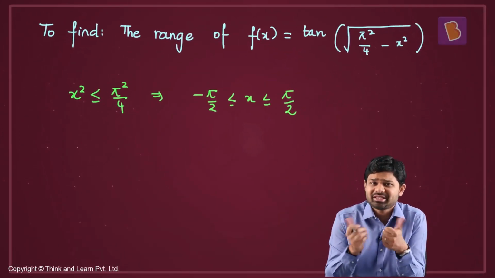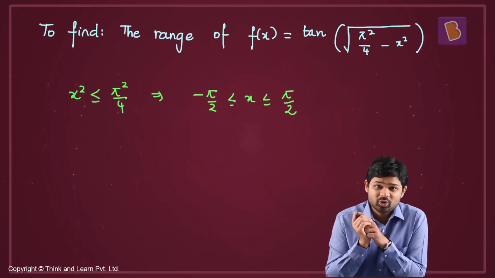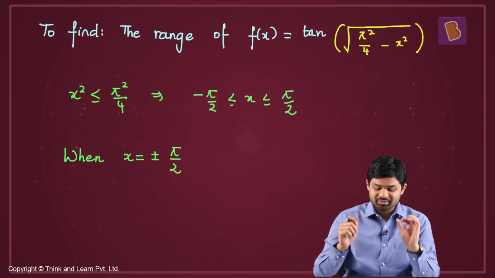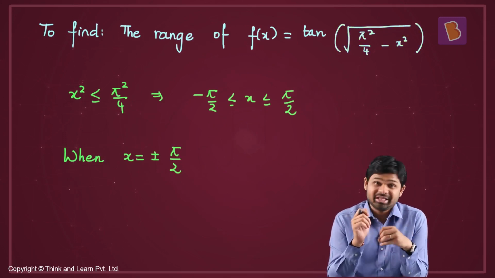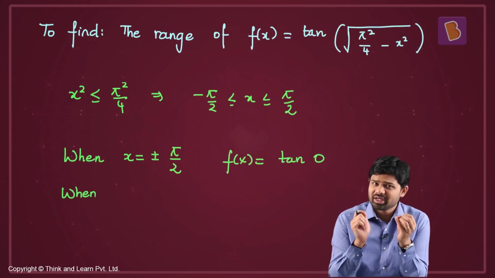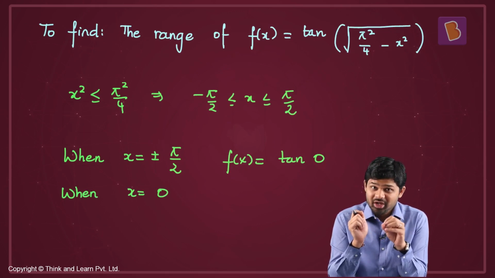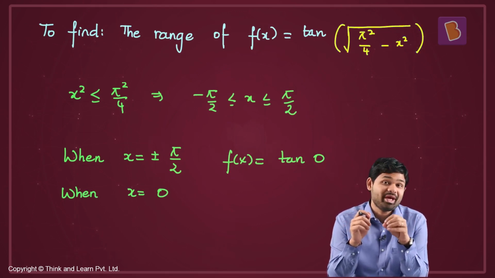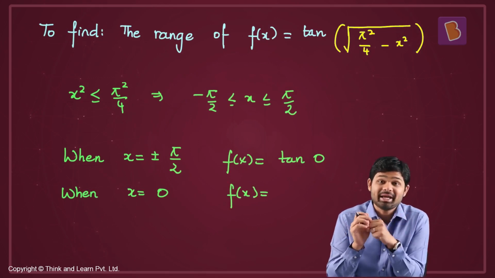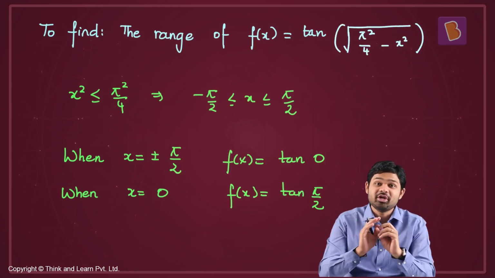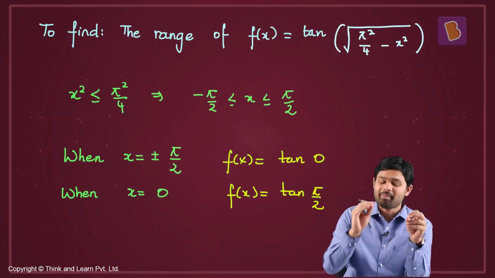What happens when I put the extreme values plus or minus pi by 2? When I put plus or minus pi by 2, my argument inside the under root becomes 0, which means my f of x is going to be tan 0. What happens when I put the value of 0 as x? If I put x is equal to 0, I get under root of pi square by 4, which is pi by 2. I get tan pi by 2. So these are going to be my extreme values of f of x. F of x is going to be tan 0 or tan pi by 2.